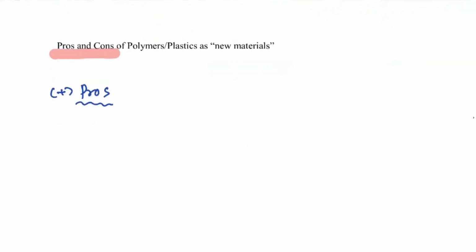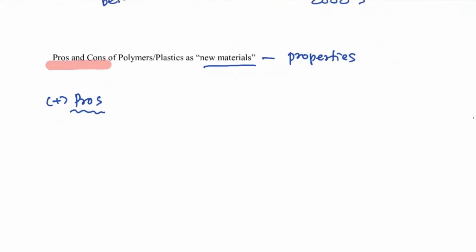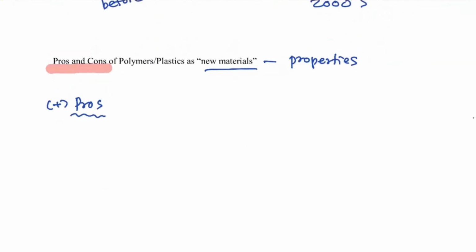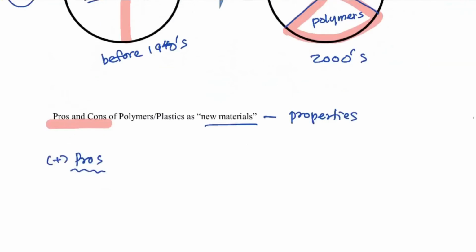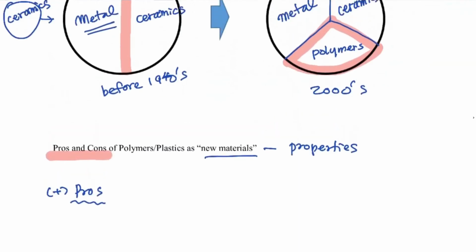So as a new material, I guess I'm talking about properties, right? What's the good thing about polymer over metals? Anyone can put anything in the chatting box, or you can say anything. It does have a better, quote unquote, better property than metals and ceramics. That's why people use polymers, right? So is there anything that you have heard of?